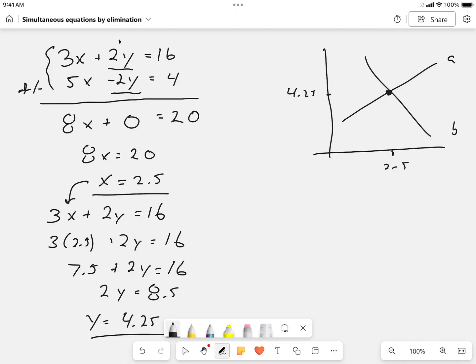Now there's another way you can solve this. Let me come over here real quick and say, if I start over here in the first step, could I solve this differently?